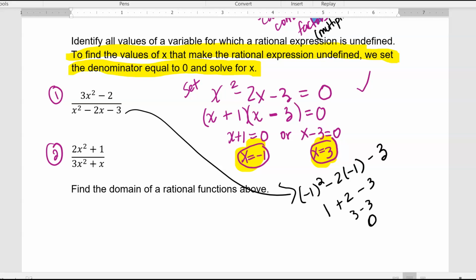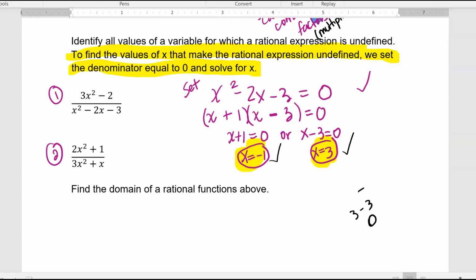So all that's saying is these two values are the only two values that, if we make that substitution for x, our denominator becomes 0. And normally we don't like that in math when our denominator is a 0. So moving on to the next problem, 2x squared plus 1 over 3x squared plus x.